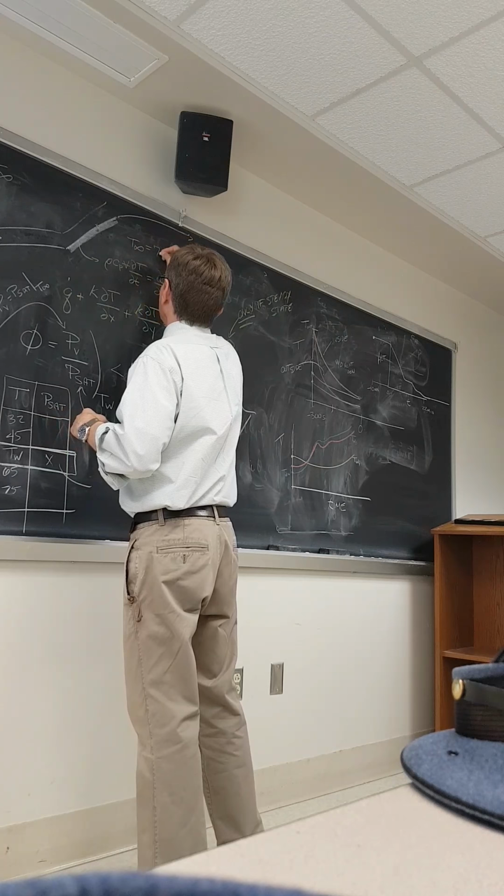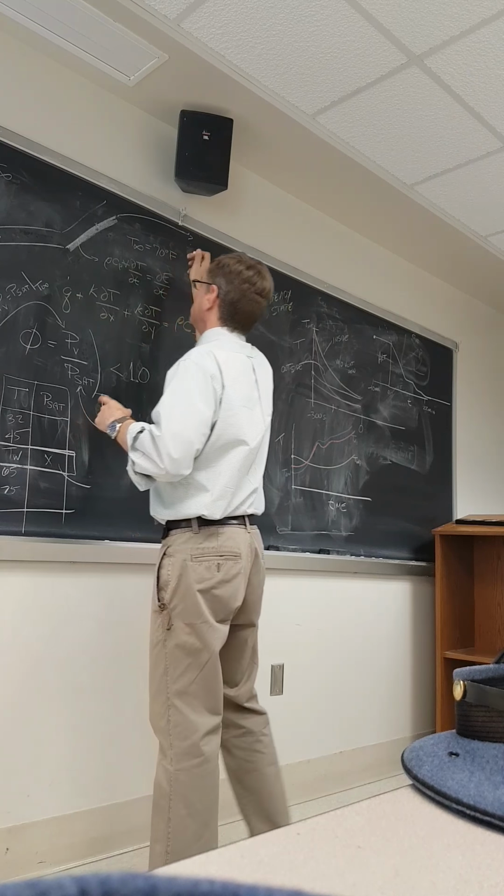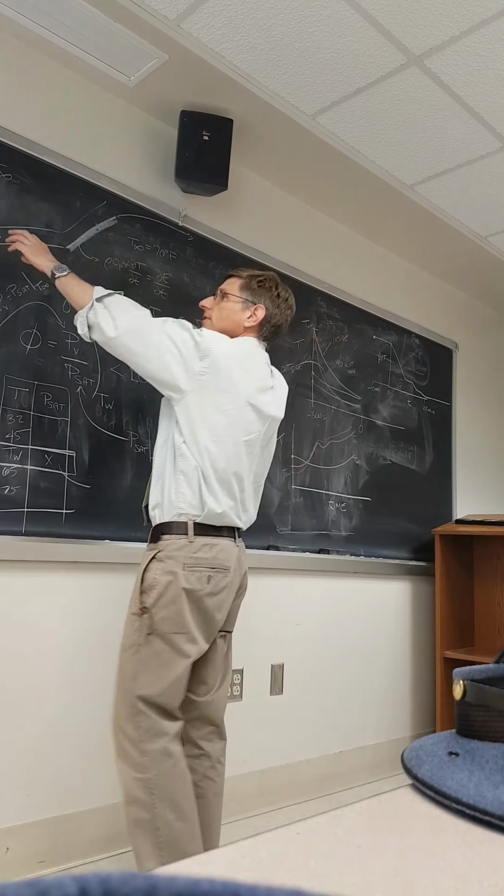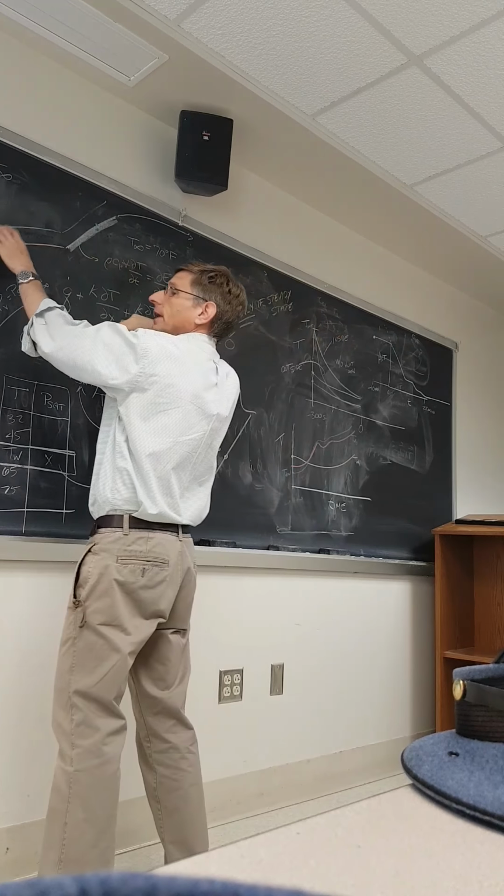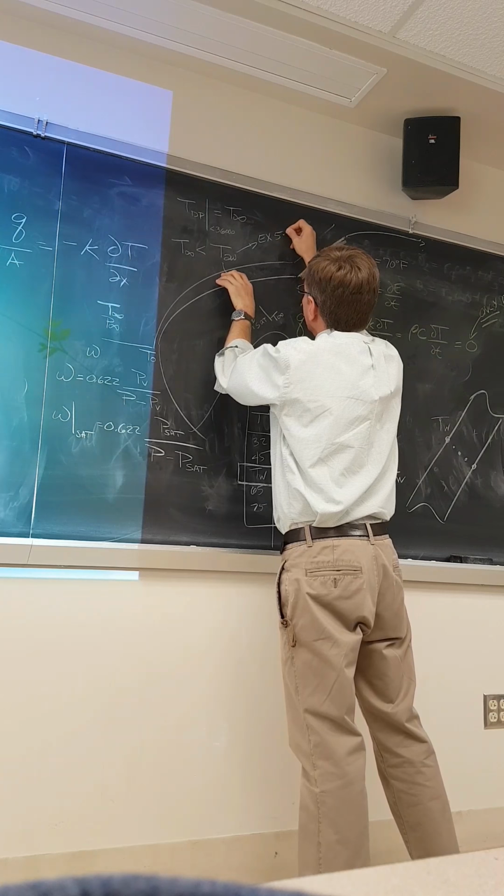Well, T infinity on the inside is just going to be 70 degrees F. T infinity on the outside is going to be the adiabatic wall temperature, and that's going to be the example. Yeah, it's colder on the outside.